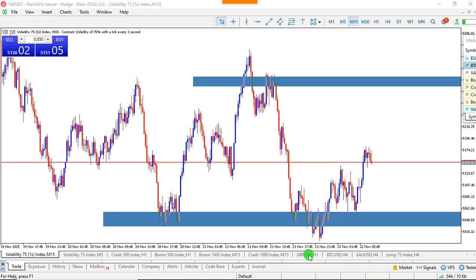And of course, as you can see, we still have the GBPUSD, we have the BTC and the XAUUSD, which is currently on the normal market. I've forgotten the name, the normal market.